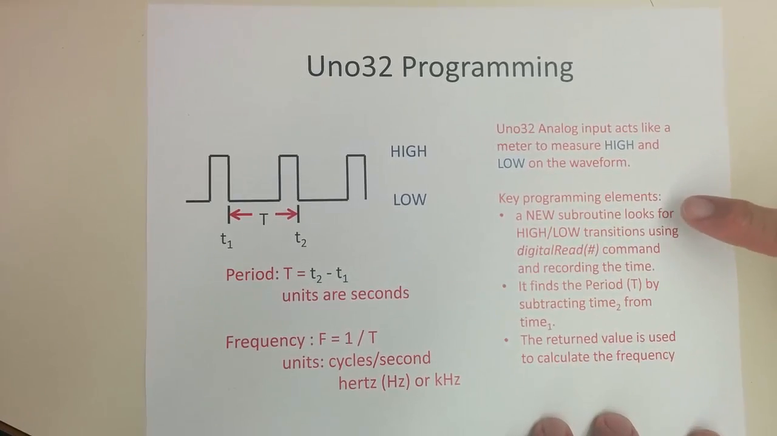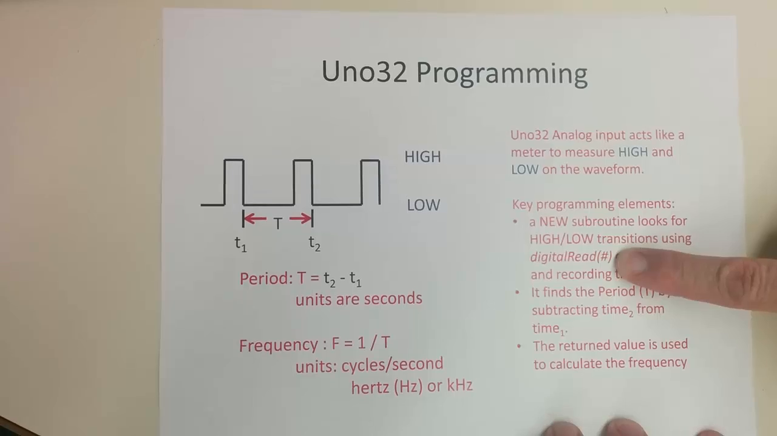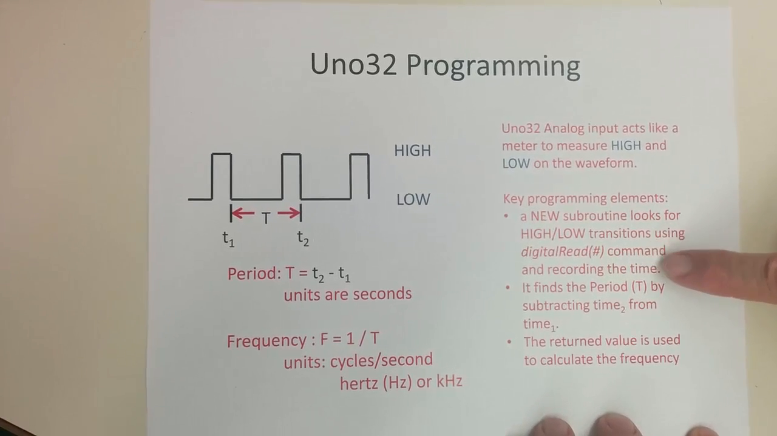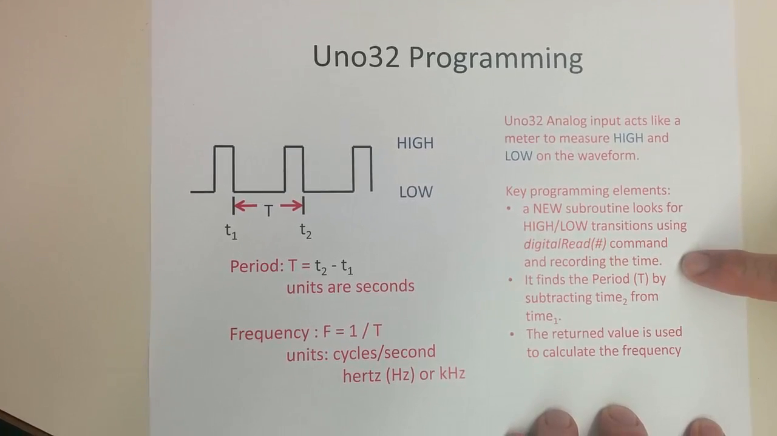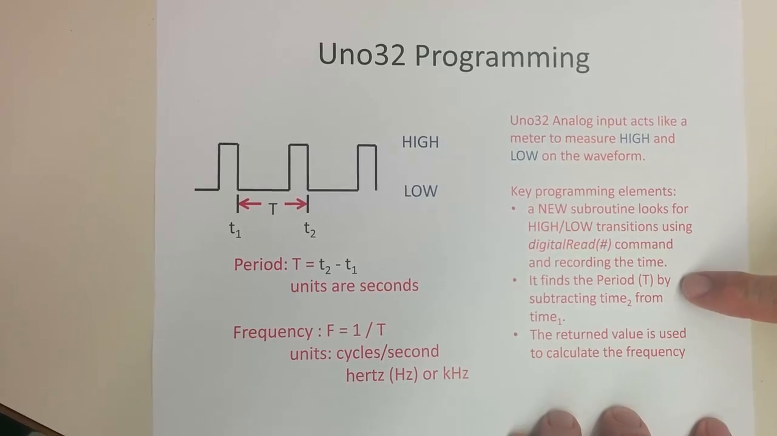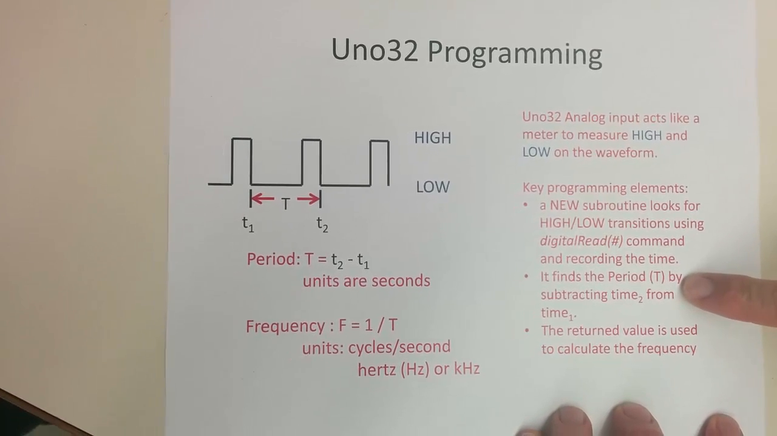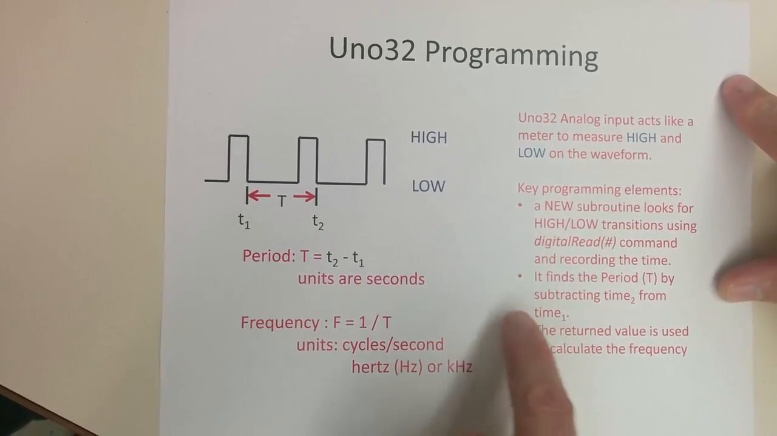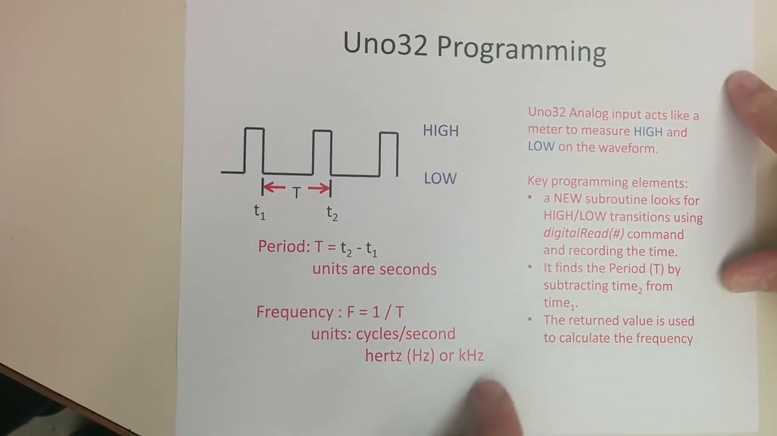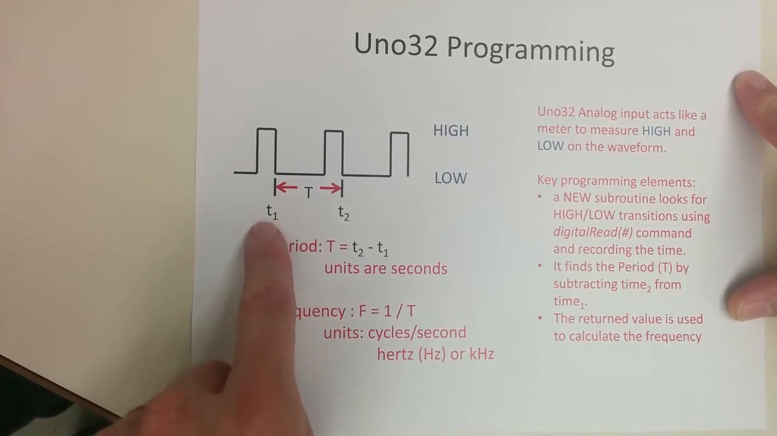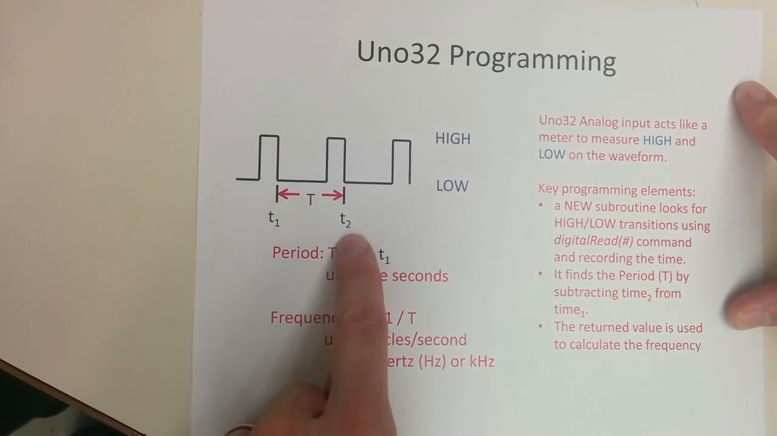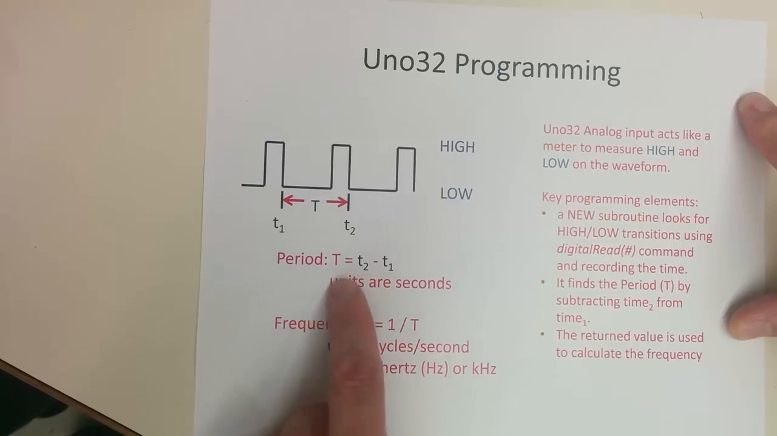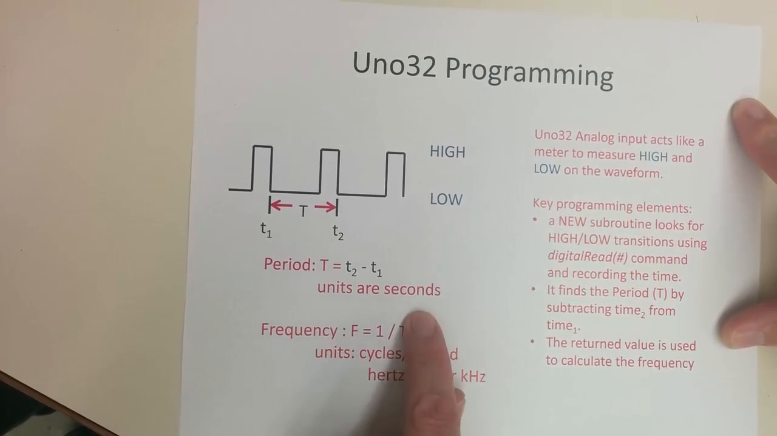It's going to use a new command, a digital read, and when it sees a high, it's going to record the time. And then when it sees another high, it's going to record the time. Or in this case, I guess we're actually using lows. We'll take a closer look. And then it's going to return those values of period. So let's take a look at this. It's going to find the first time, and the second time, and then subtract them to get the period.